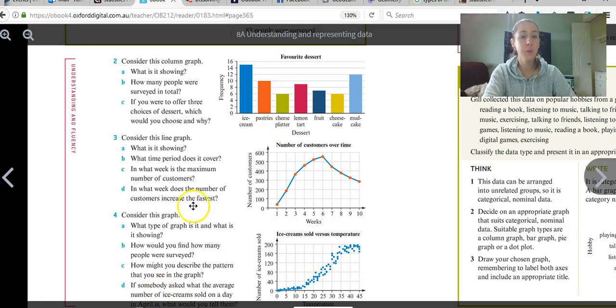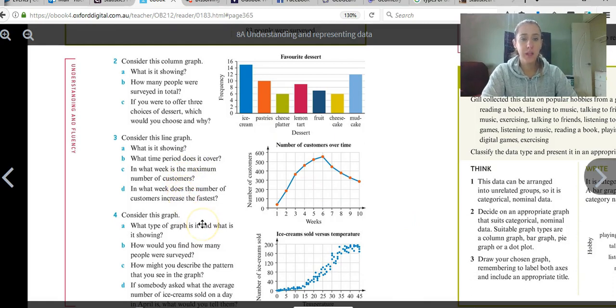So in what week is the maximum number of customers? We simply go across and see where our highest point is plotted. I would say that it's up here, this one here, and that is at week 6. All right, and what time period does it cover? We can see that it's from week 1 through to week 10. We've got week 0, but at week 0 that's sort of our initial value. We don't have any customers at 0 weeks.